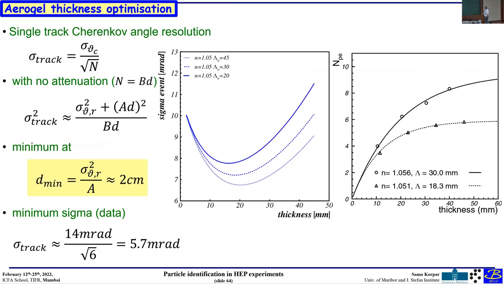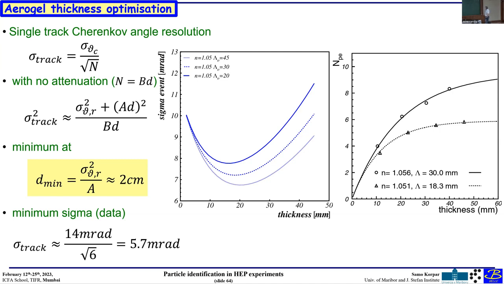So what is the optimal thickness? Per track, actually, the resolution is better. It scales with the number of detected photons. Now, the number of photons also scales with the thickness, to the first approximation. So then you get this kind of simple formula for the total resolution of your detector. And if you differentiate to find the minimum, then you get that the minimum is roughly at 2 centimeters. So basically, there is no point going for thicker aerogel than this.